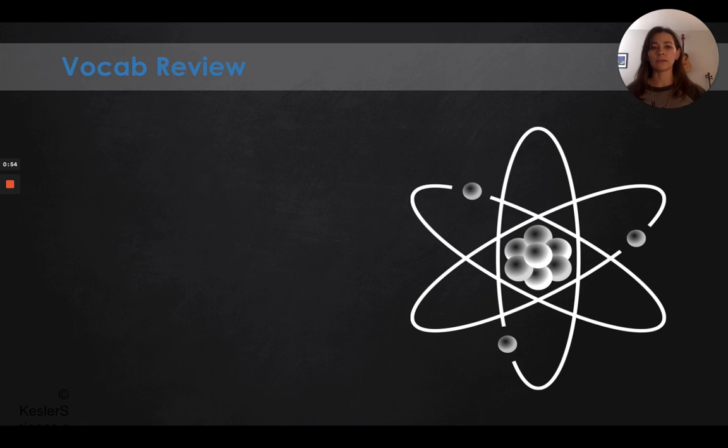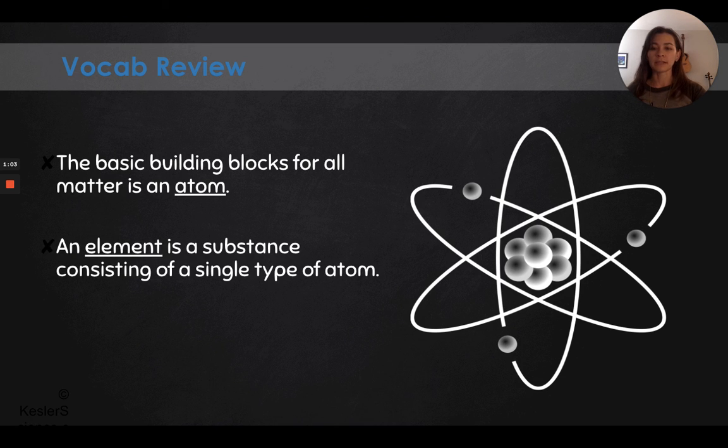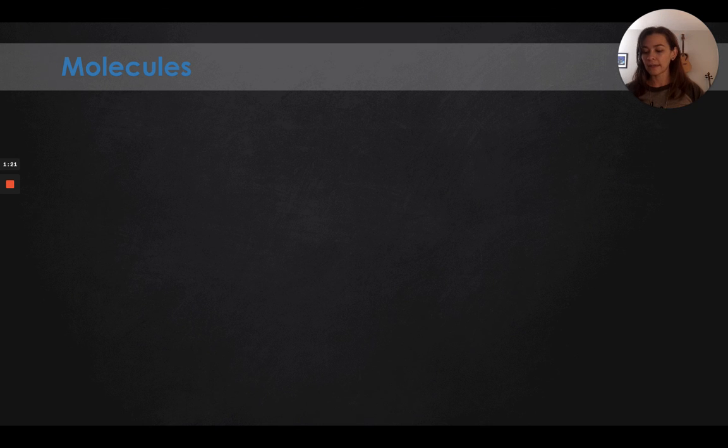The first thing we're going to do is review some vocab that we already know. So the first word being atom, which is the basic building blocks for all matter. We've spent a lot of time talking about atoms. And then elements, which is a substance consisting of a single type of atoms. So a bunch of gold atoms are the element gold. A bunch of oxygen atoms are the element oxygen. That kind of thing.